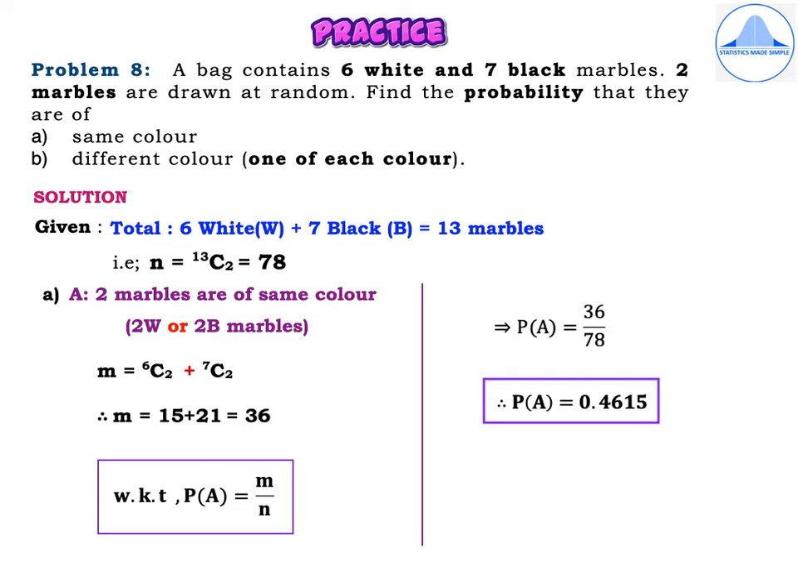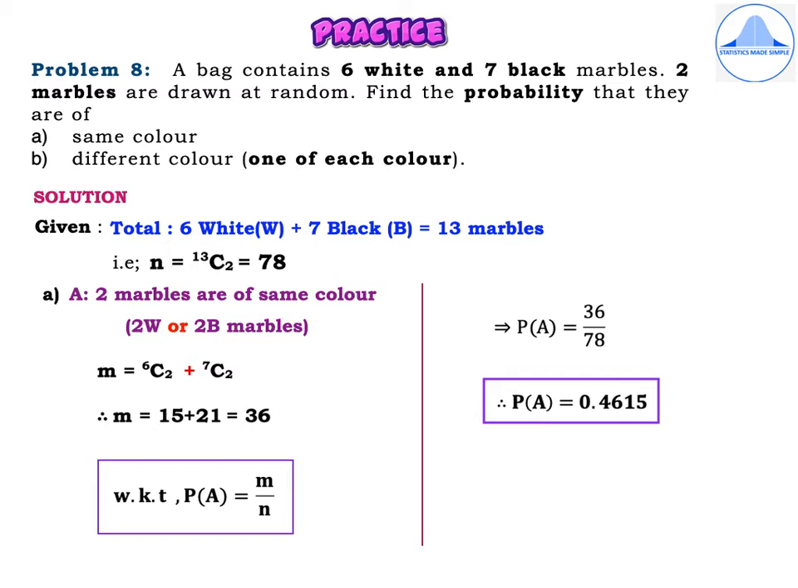Now please note that one of each color will not be mentioned to you in the question. It is important for you to remember that different color means it is one of each color. Start with the solution. First write given total is equal to 6 white within brackets W plus 7 black within brackets B, which is equal to 13 marbles.